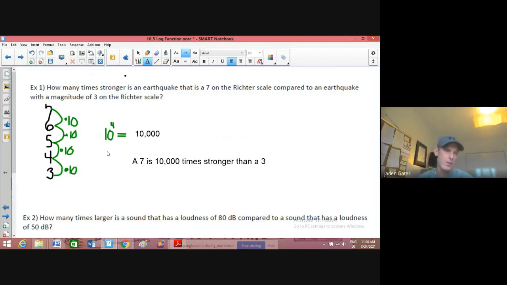So if you don't realize, between say a 7 and a 6, well, if 6 causes a lot of damage, a 7 causes 10 times the damage, or is 10 times stronger. All right, so it's a logarithmic scale.